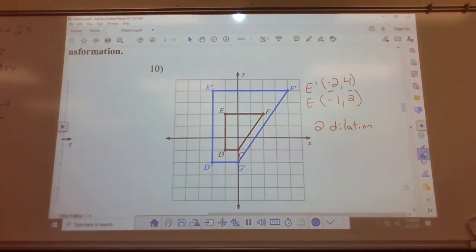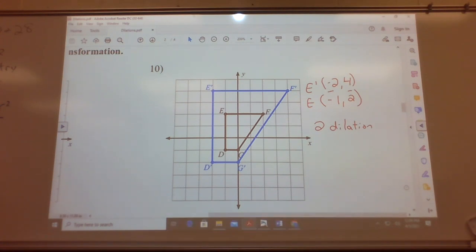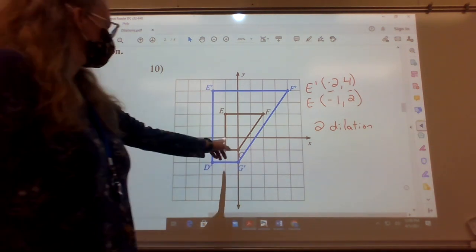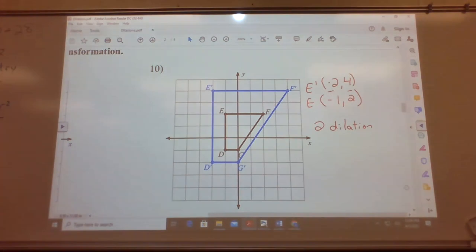And they're all going to have the same dilation factor. So you don't need to do all of them. You just pick one. And like I said, I would pick ones that aren't partway in between. That way you don't end up with strange fractions and stuff. Also making sure you don't pick something at 0, 0, since 0, 0 wouldn't move in the first place.